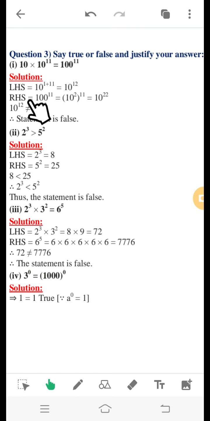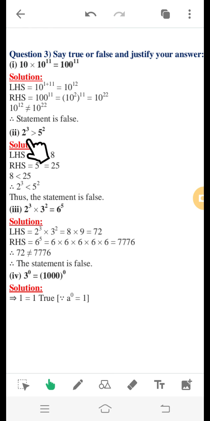Now the right hand side, 100 raised to 11. We can write 100 in the form of 10 square, because 10 tens are 100, bracket over 11. Now do the multiplication of both the powers. So 11 2s are 22. So it's 10 raised to 22. Now just check: left hand side 10 raised to 12, right hand side 10 raised to 22. Both are not equal. So this statement is false.